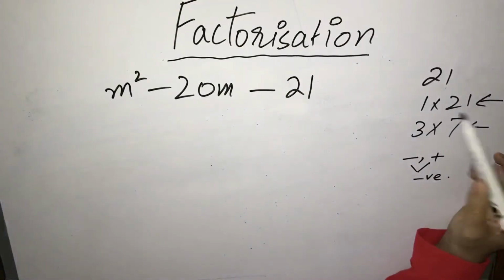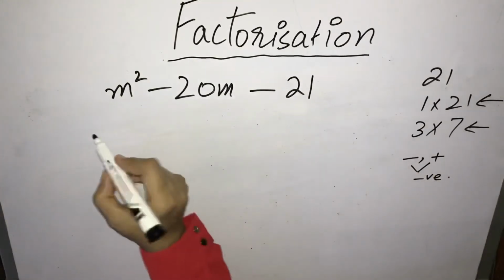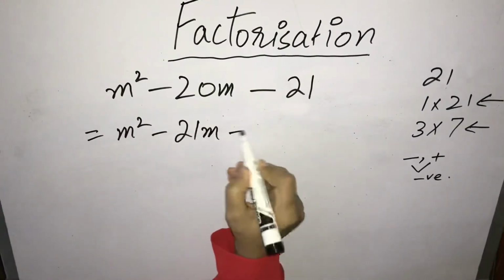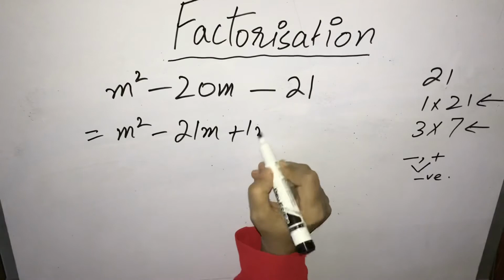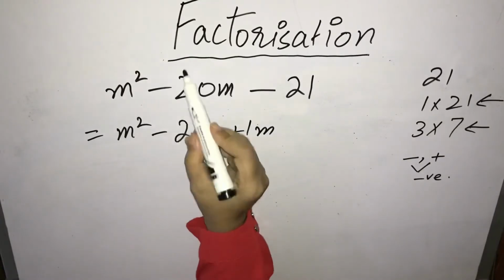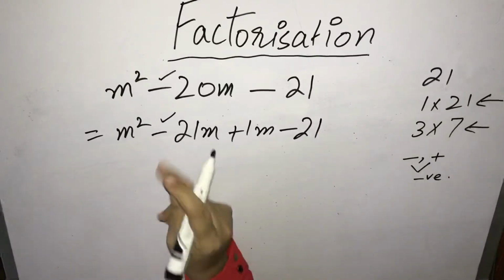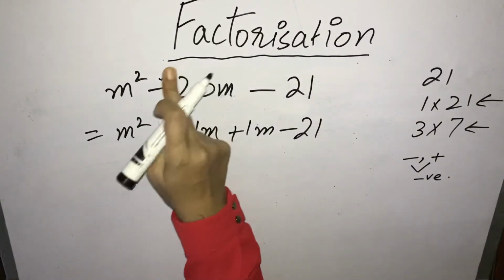21 and 1 will give you 20. m square minus 21m plus 1m will give you minus 20m. The bigger factor will have the negative sign, minus 21. You can make the pairs.